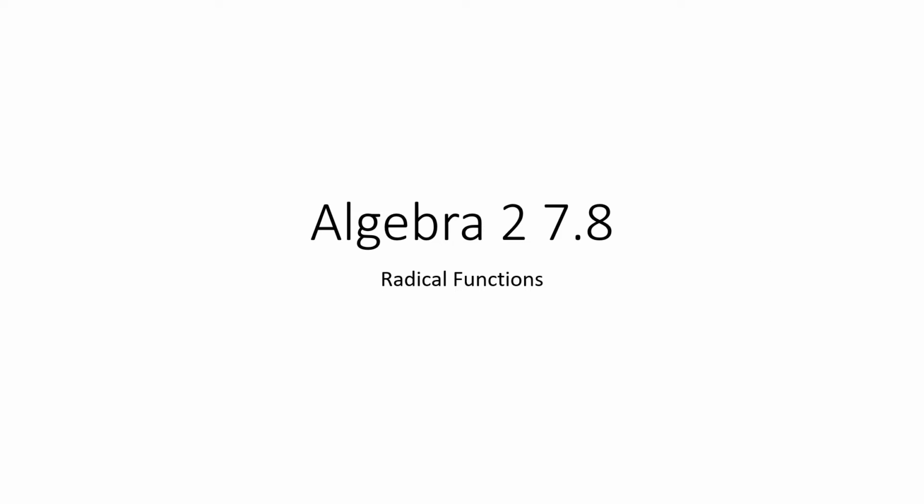Hello class, I'm working out of your Algebra 2 book, 7.8 radical functions. We'll be on pages 319 through 321, and there's a chart that we will need on page 320. We'll be going through parts of the chart as we go through examples.